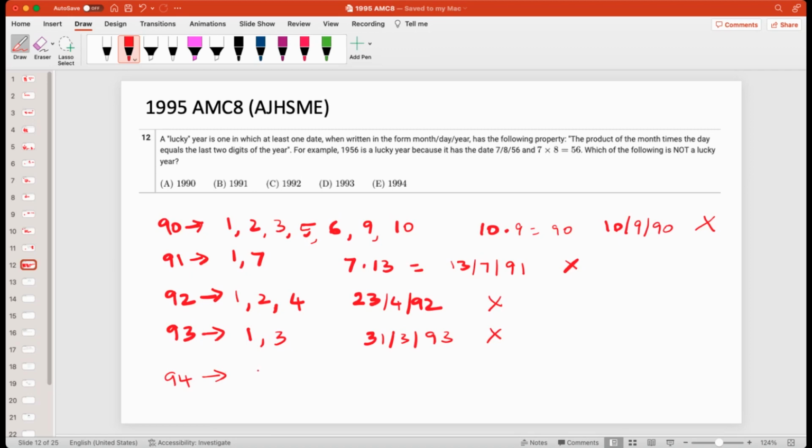So if it's 94, I only have 1 and 2 as factors which are less than 12. So if I take 2, I will get a number which is more than 31. So it will become 2, and this will become 47. This date is not possible, right? So this is our answer. This is not lucky. Coming to the next question. Answer option, let me tell you, E.